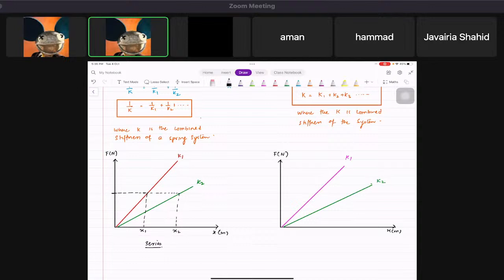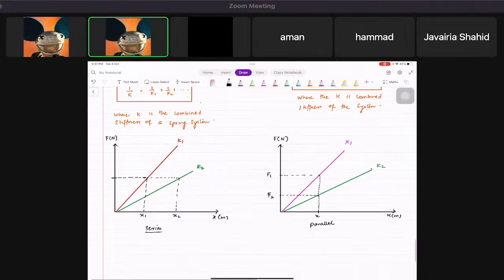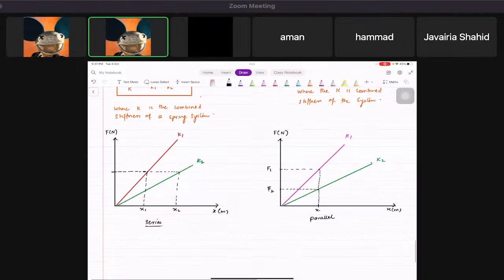Okay. But in a parallel system, you're basically making them go through the same extension. So a less stiff spring requires a smaller force to show that, and a more stiff spring would require a greater force, which means this will have force F2, this will have force F1, right? So both will basically have different forces on them. So that's what you guys need to remember, okay?